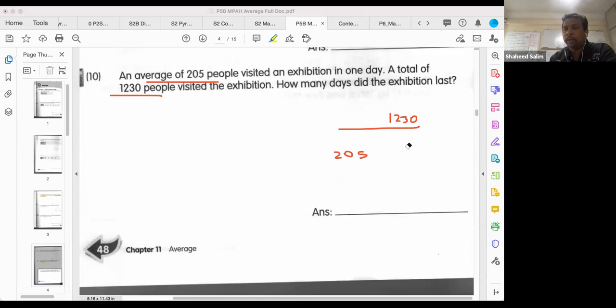and then you got the working rate. 1230 over 205. Well done, Akil. Can you see now? So your answer is 6. Well done. Both of you are getting it.